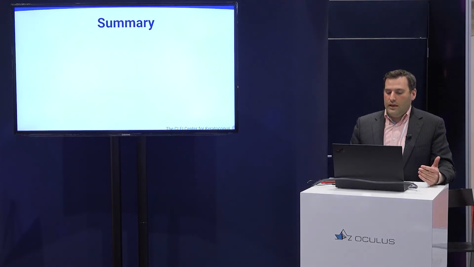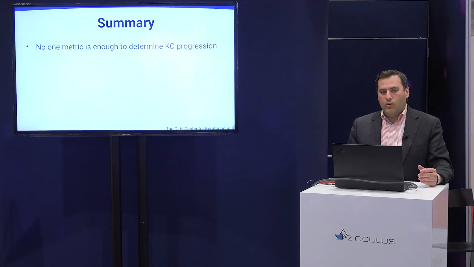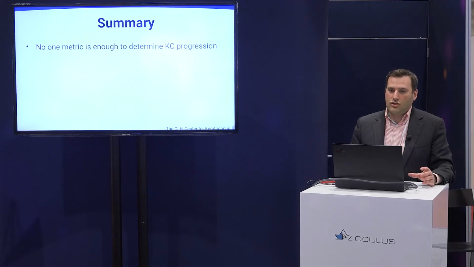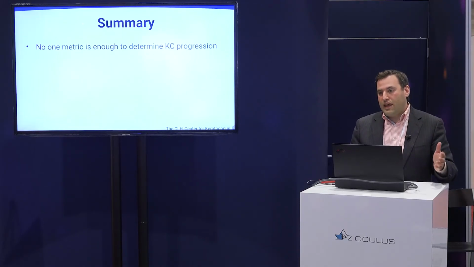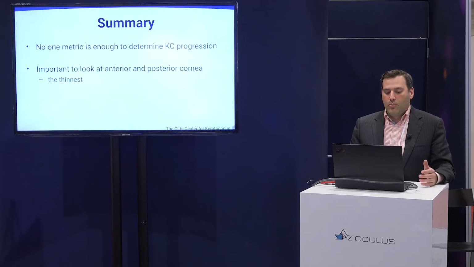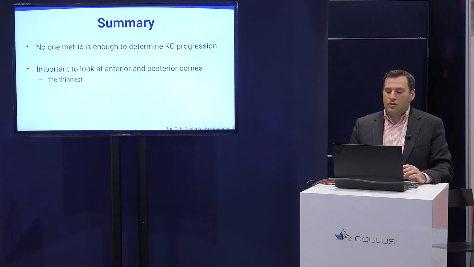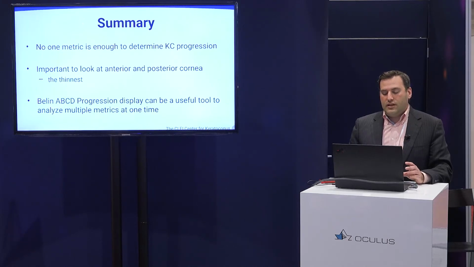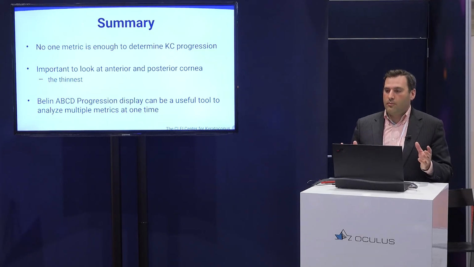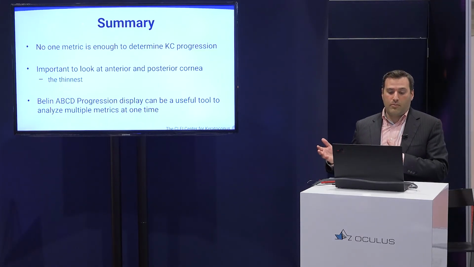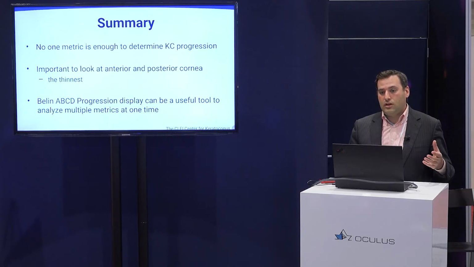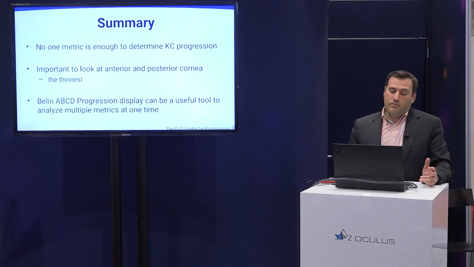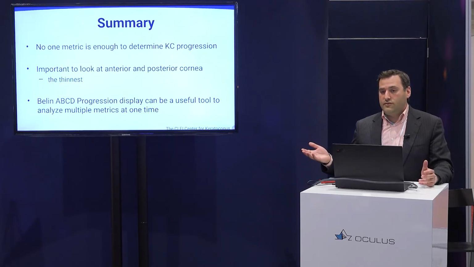So in summary, there's no one metric that we can use that's going to determine KC progression. We've evolved over time from K-steep and refractions to Kmax, but really it's most important to look at the thinnest point in the cornea, to look at the 3 millimeters in particular that surrounds that thinnest point. And the ABCD analysis now really does that for us. So that progression display is looking at that point over multiple metrics and comparing it to a keratoconic population and to a cross-linking population. And the nice thing about it is it's worked in mild cases, but as we saw, it actually works in pretty severe cases too.